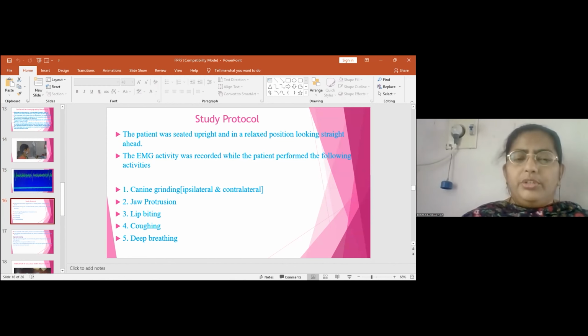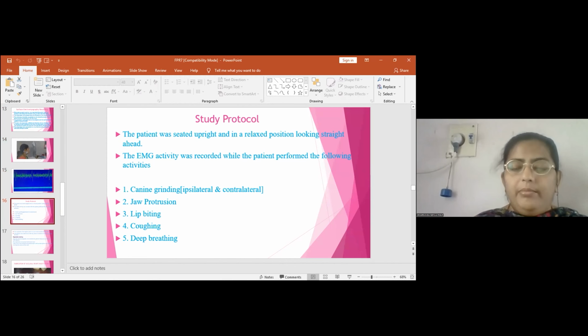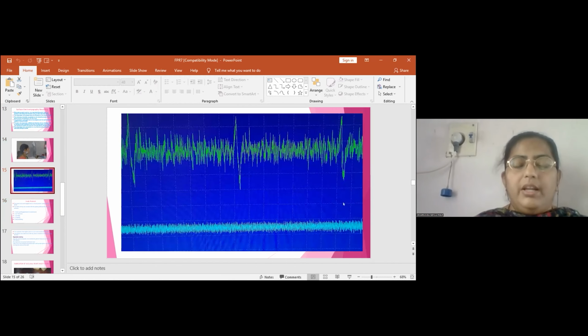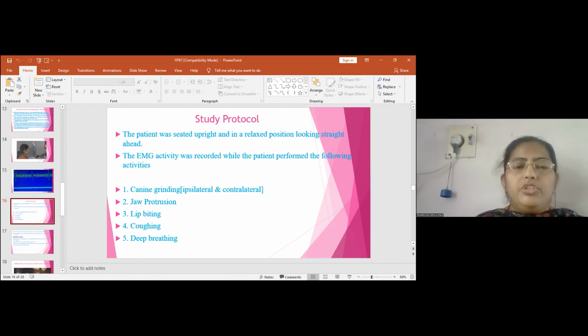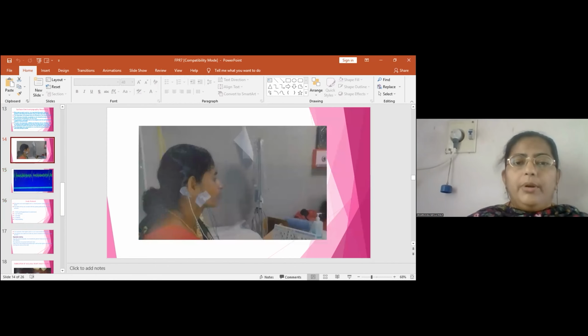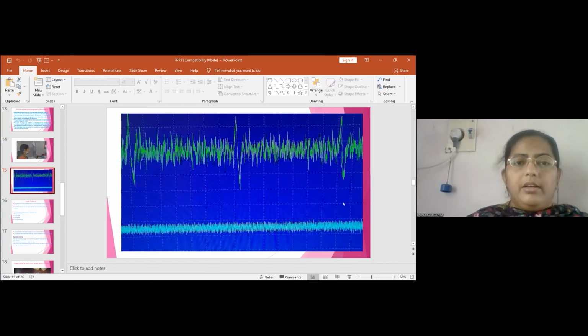So I asked the patient to bring the upper and the lower canines, maxillary and mandibular canines, in contact, and they were grinding the teeth. During that time, I recorded the surface EMG, and a similar activity was recorded. And then jaw protrusion. So when the patient is protruding the jaw, we recorded the surface EMG.